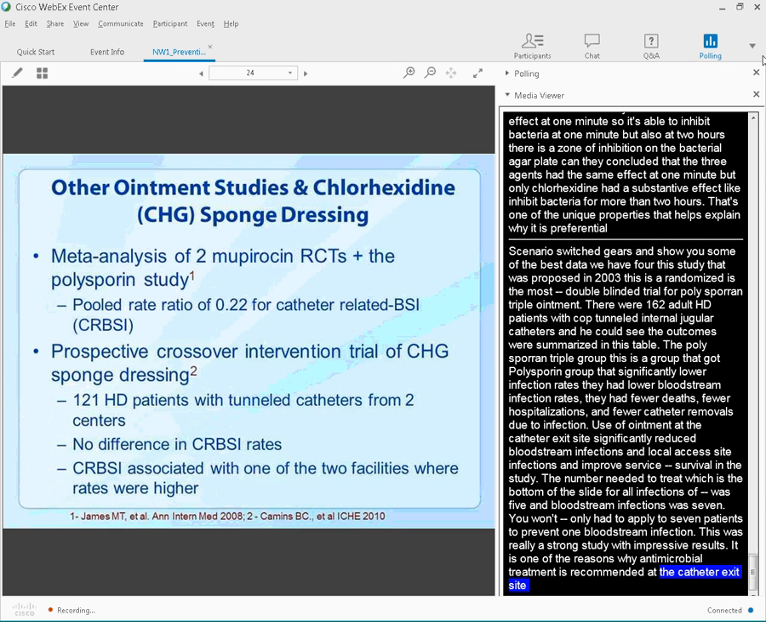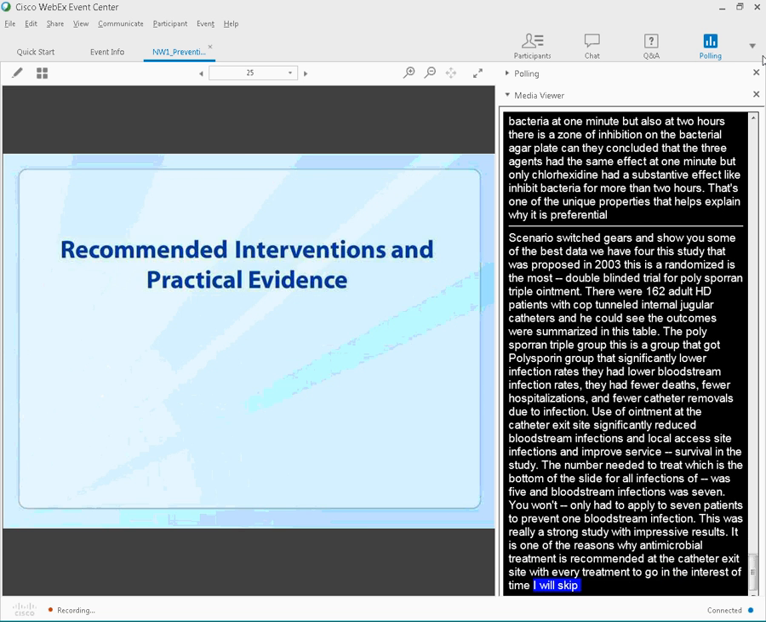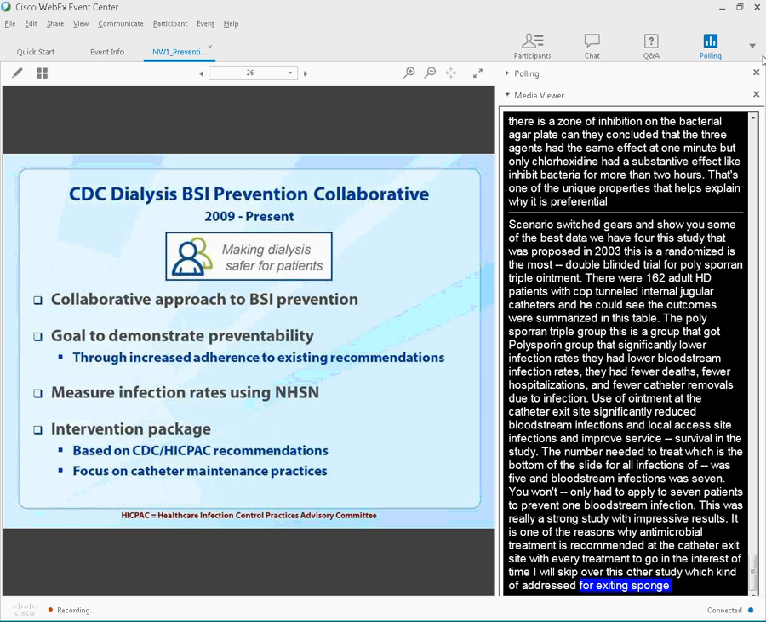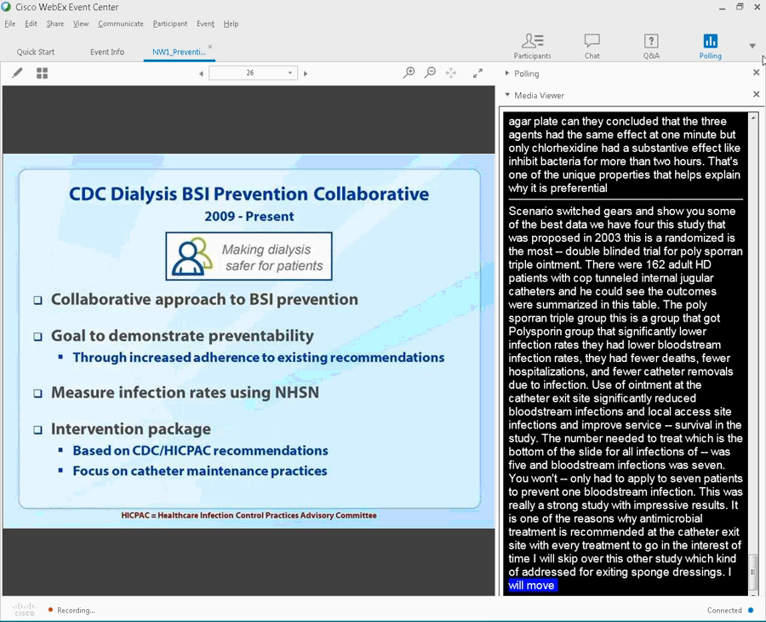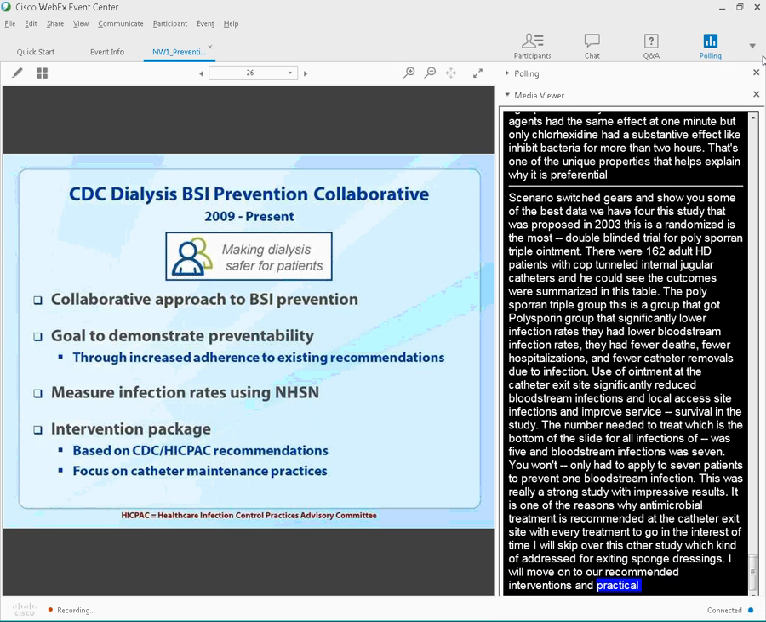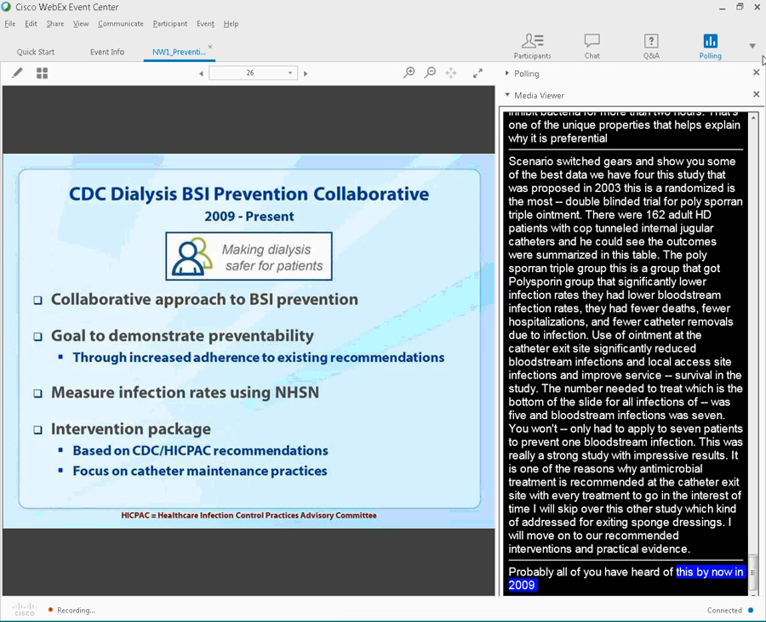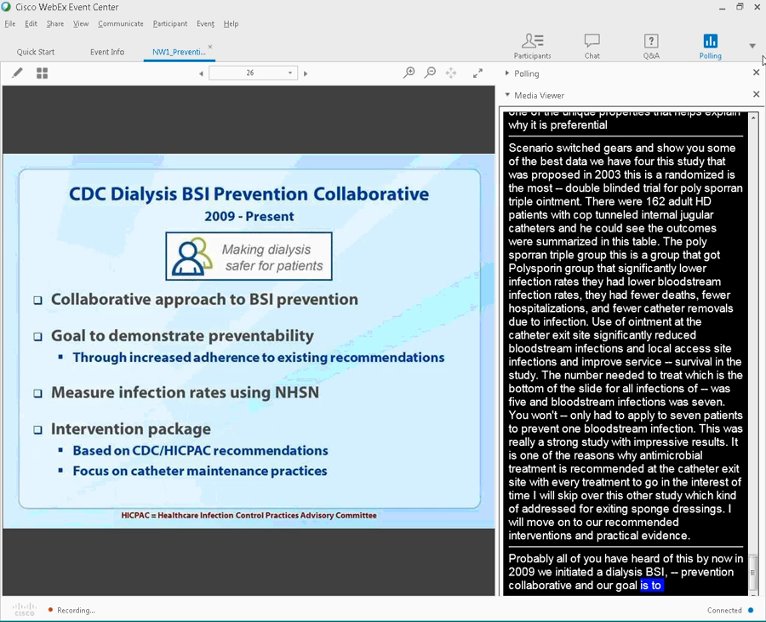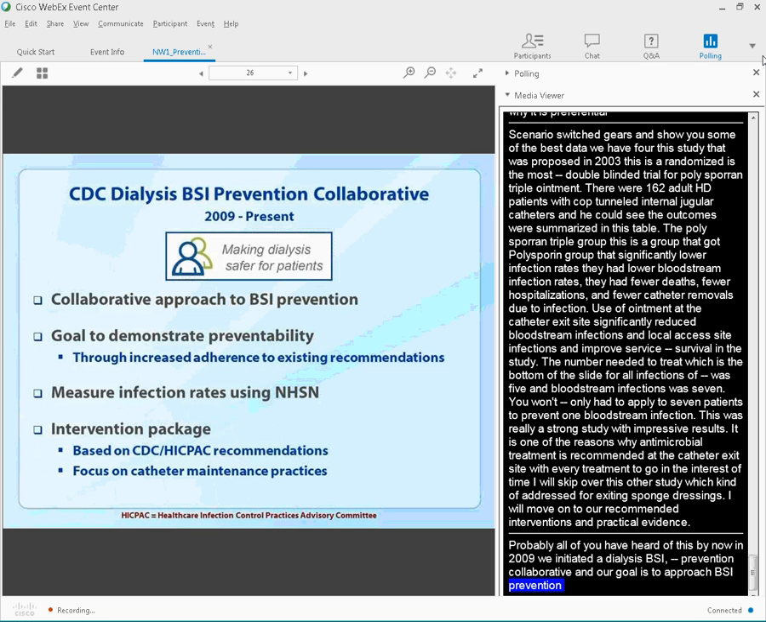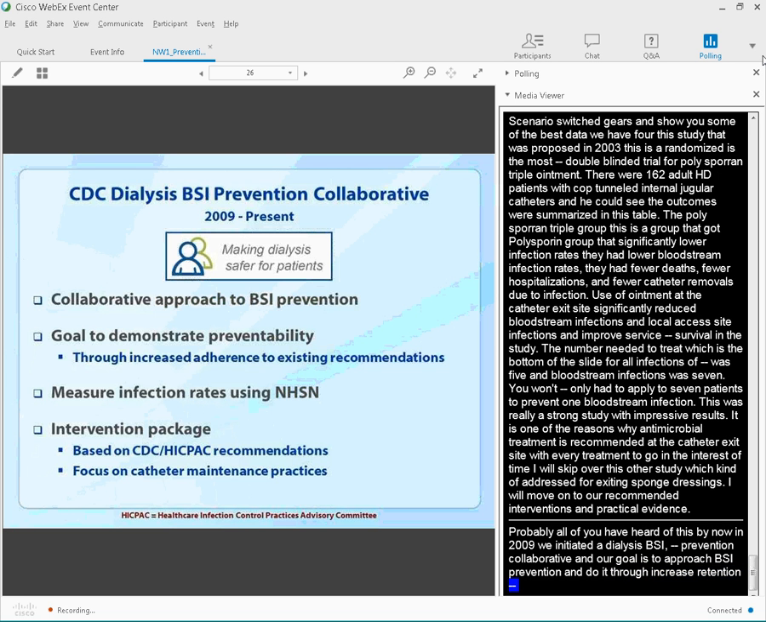In the interest of time, I'm going to skip over these other studies which address chlorhexidine sponge dressings. And I'm going to move on to our recommended interventions and some of our practical evidence. So probably all of you have heard of this by now. In 2009, we initiated a dialysis BSI prevention collaborative, and our goal was to demonstrate preventability of BSIs among hemodialysis patients, and we wanted to do this through increased adherence to existing recommendations. So we weren't going to come up with any sort of novel technology. We just wanted to see if you took existing recommendations and actually got people to do them all the time, could you have an impact on bloodstream infections.